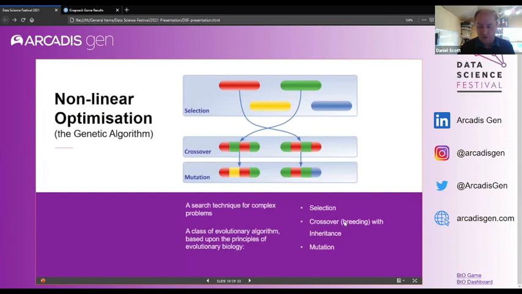Okay, so when you are stuck with a problem that is intrinsically non-linear, it's time to bring out the big guns. So we're going to have a look at non-linear optimization now, specifically genetic algorithms. We're going to explore, in principle, how they work and what they can do. So a genetic algorithm is a class of evolutionary algorithm. There are other types of nonlinear algorithms, of course, but I'm just going to focus on this one here.